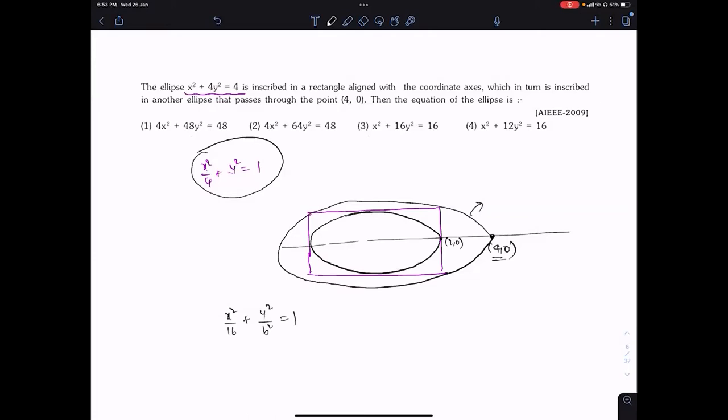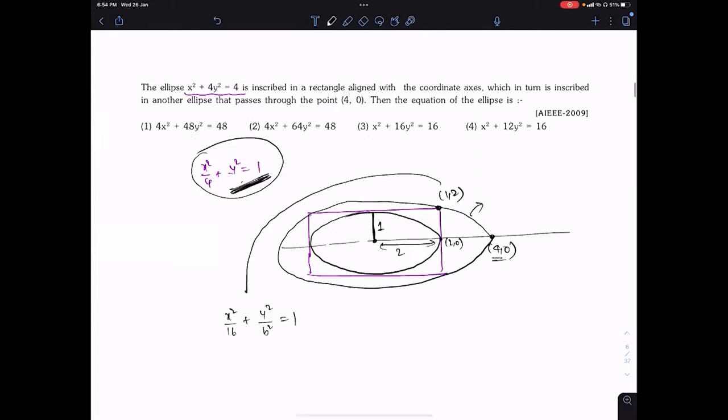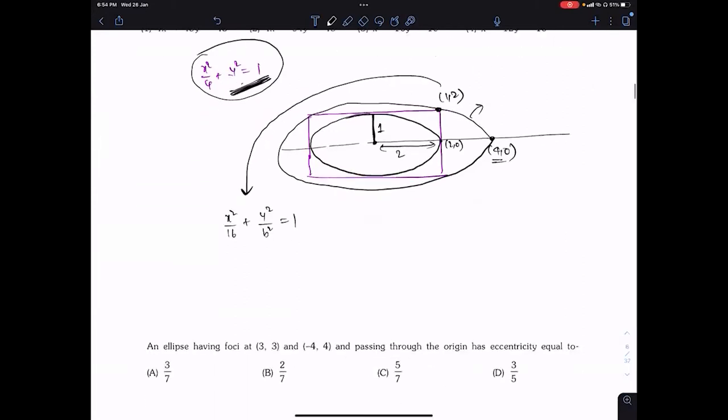Now simple, guys. We should know some additional information about the outside ellipse. Very easy. Why? Because the inside ellipse equation they have given. So this is 1 and this is 2. So this point's coordinates will be (1, 2), which is on the outside ellipse. So this (1, 2) should satisfy the equation. So 1 by 16 plus 4 by b square equals 1. You will get the value of b square. Okay.